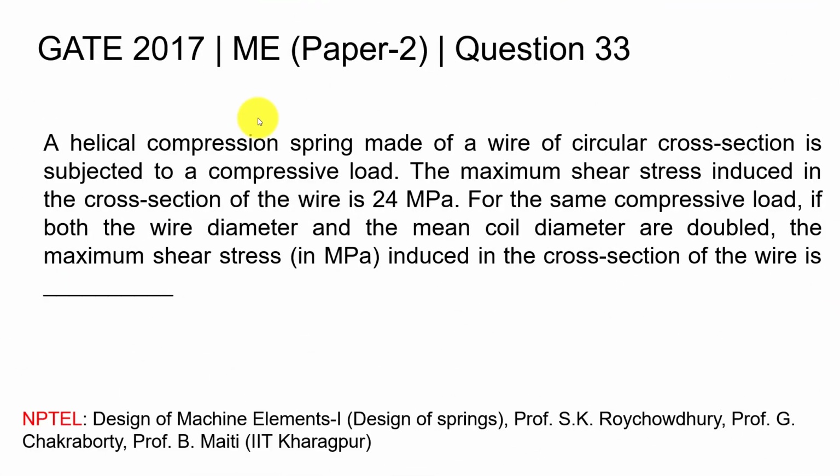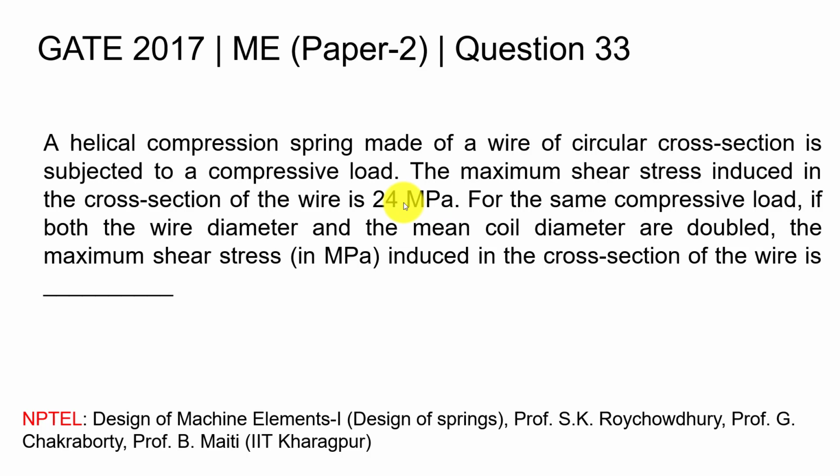Hello all. Today we are going to see a question from GATE 2017 Mechanical Paper 2, question number 33. You are given a helical compression spring. Its wire is of a circular cross section and it is subjected to a compressive load. The maximum shear stress induced in this initial case is 24 MPa.